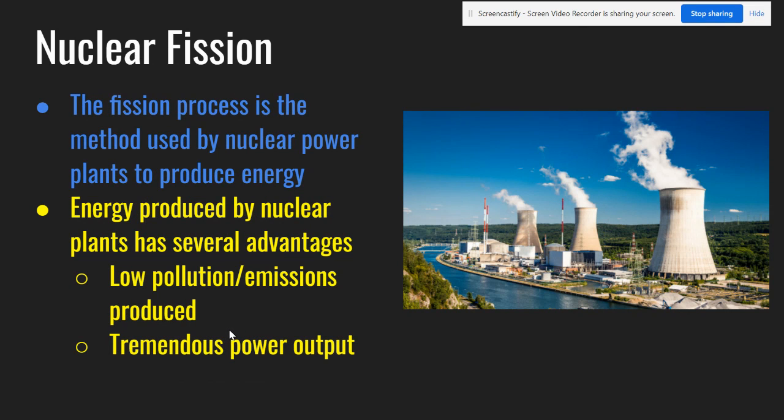Energy produced by nuclear power plants has lots of advantages. There's low pollution. There's very little emissions or carbon emissions produced as a byproduct. You get a lot of power for a little bit of material. Of course, there's also disadvantages, and that is what has kept us from exploring this as a larger source of our power in the state of Texas. And then also, we've got readily available natural gas and petroleum, but it is something that is utilized quite a bit in some areas.